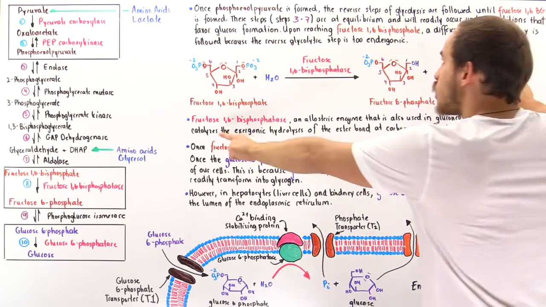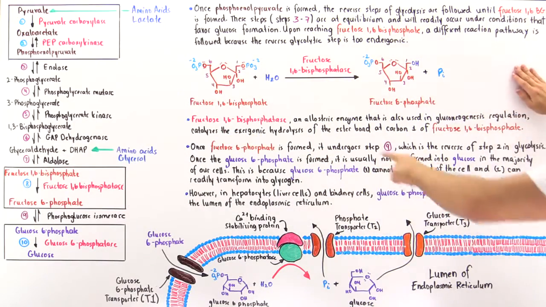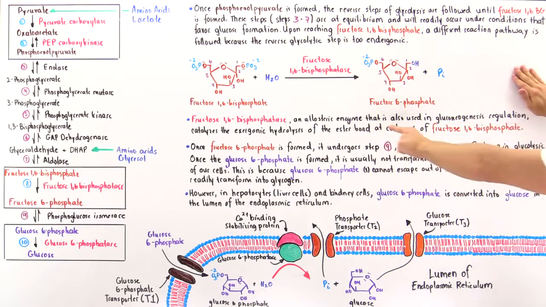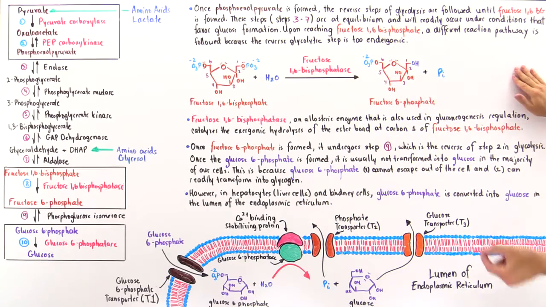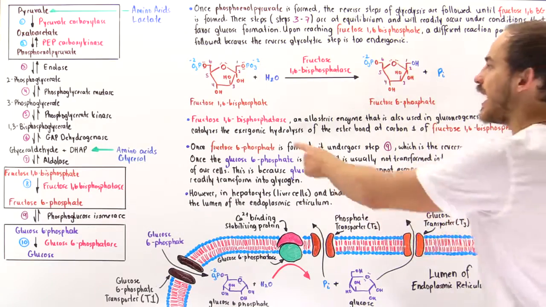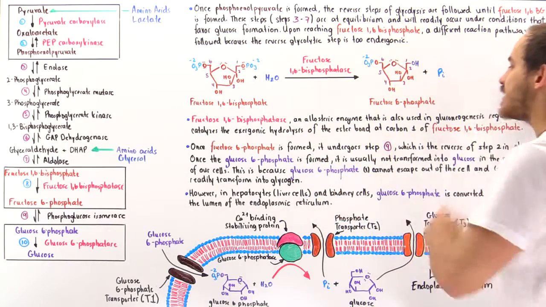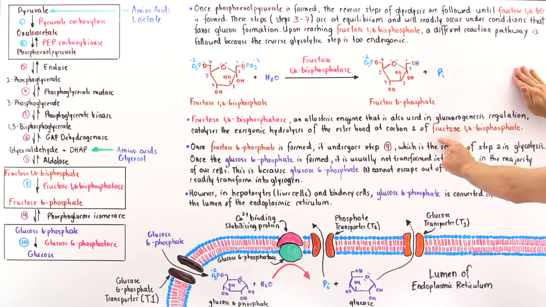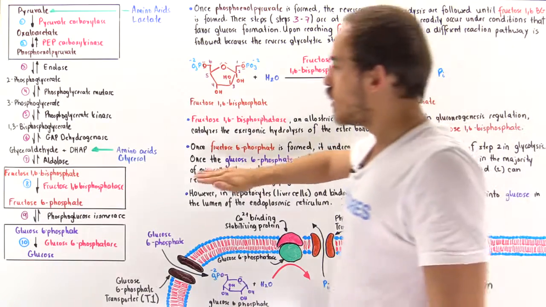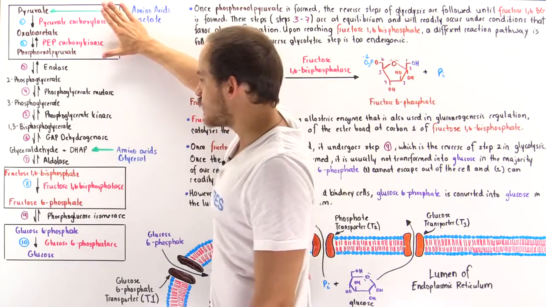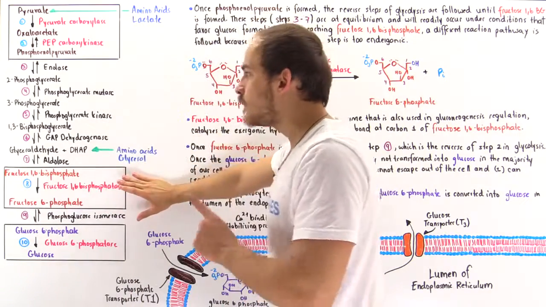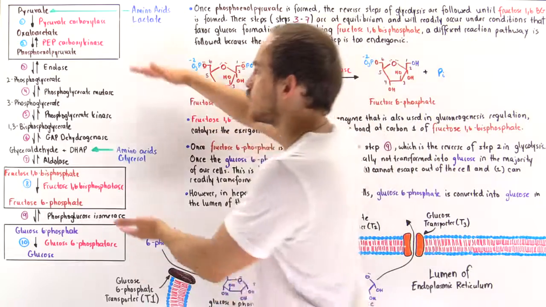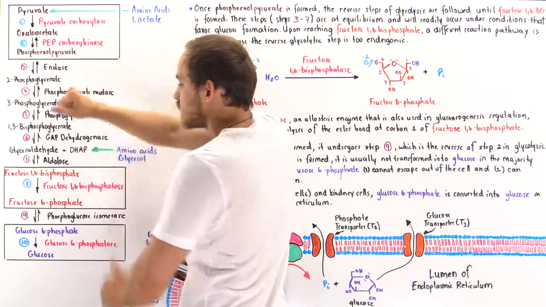So fructose 1,6-bisphosphatase is an allosteric enzyme that is also used in gluconeogenesis regulation, and this enzyme catalyzes the exergonic hydrolysis of the ester bond at carbon 1 of fructose 1,6-bisphosphate. So we see that these two steps and this step are different than the steps in glycolysis, but these steps are exactly the same.